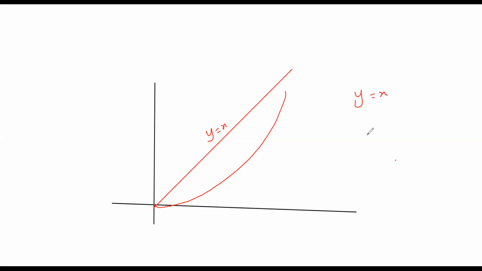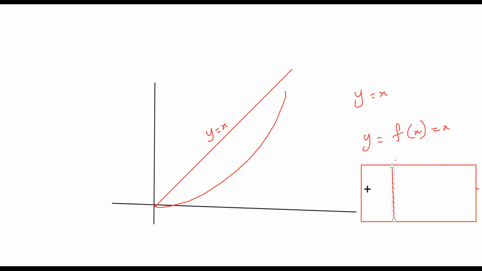So this y is nothing but what is called f of x. It's a function of x. So what does this actually mean? Not complicating things, I'll just tell you. Y and x. If y is equal to 0, x is 0. If y is equal to 1, x is 1. So this function is entirely dependent upon x.